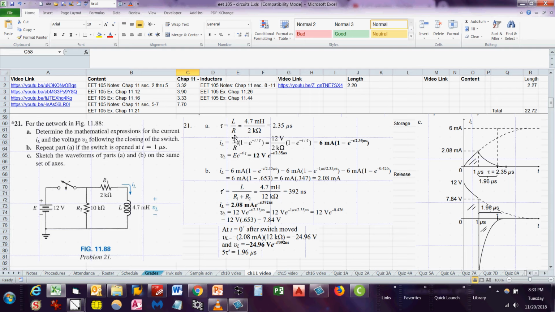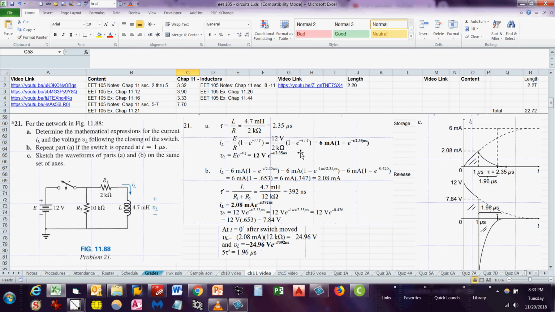Tau equals L over R. In this case, it equals 4.7 millihenries over 2K. Why 2K, you might ask? Because this current is only going through this leg. This is IL, which is what we're looking for. This is the current going through this leg. None of that portion of IL goes through this leg. So we don't have to count R2 in tau in the storage phase.